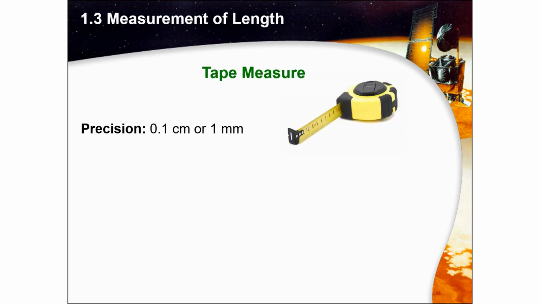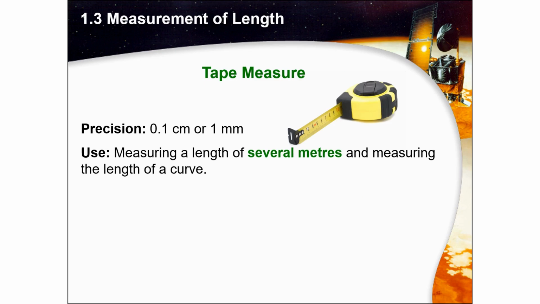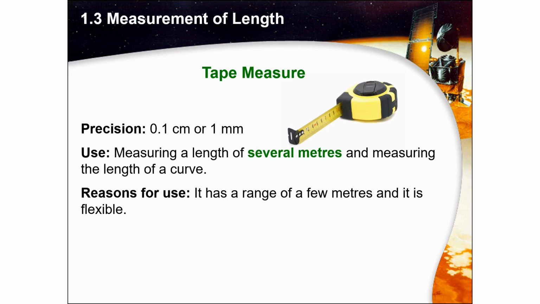Tape measure precision is 0.1 centimeter or 1 millimeter, used for measuring a length of several meters and measuring the length of a curve. As for reasons for use, if you see the tape measure, it is longer, but you can still count it per centimeter, and there are meter and millimeter markings available on the tape measure. It has a range of a few meters and it is flexible. So when you are measuring non-flat objects, like the distance from one side of a room to the other side of the room, you can use the tape measure.